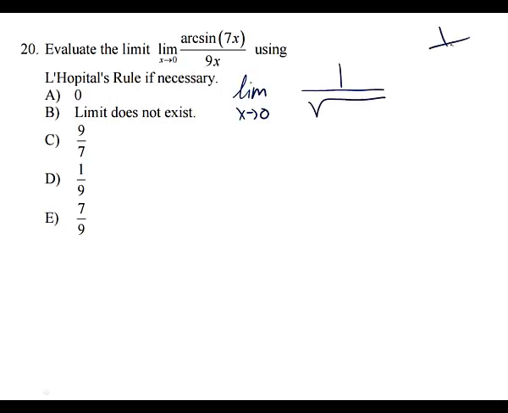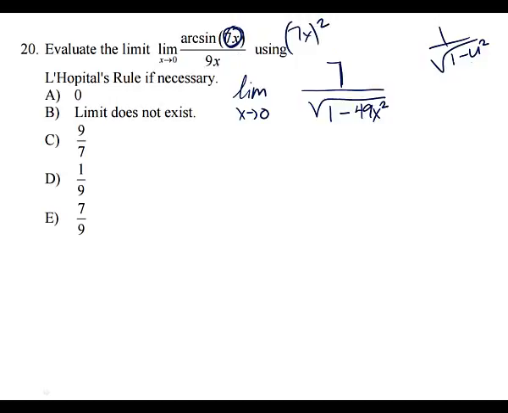Okay, so 1 over the square root of 1 minus u squared. Our u is this thing in here, right? So when I square that, what do we get? 49, good. And then we have to do the chain rule on the inside. 7x squared is 49x squared.